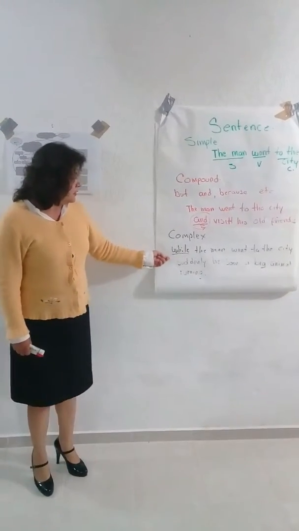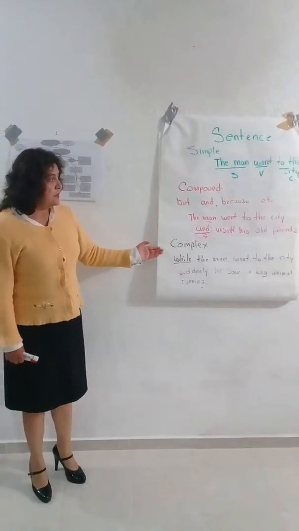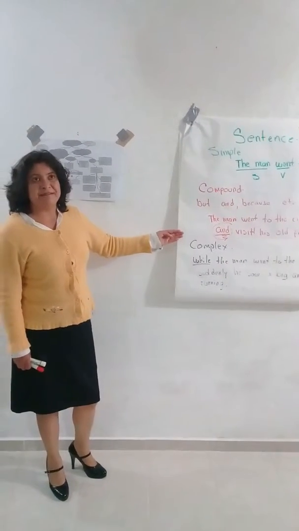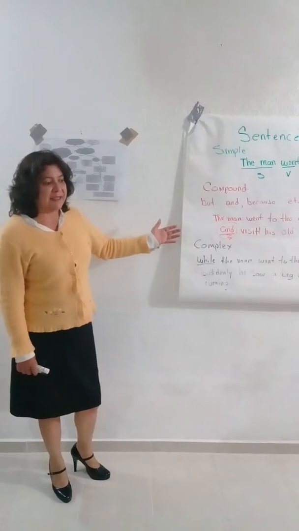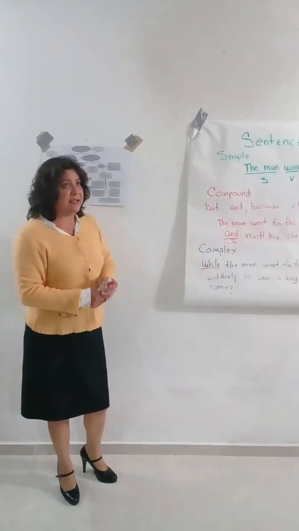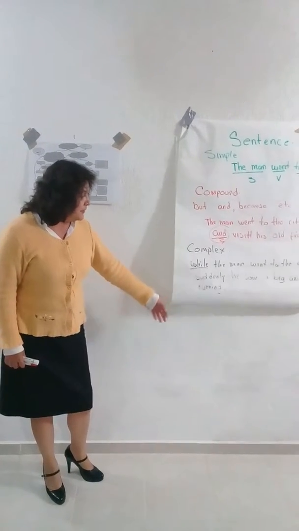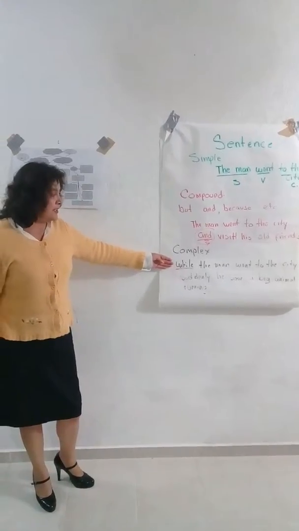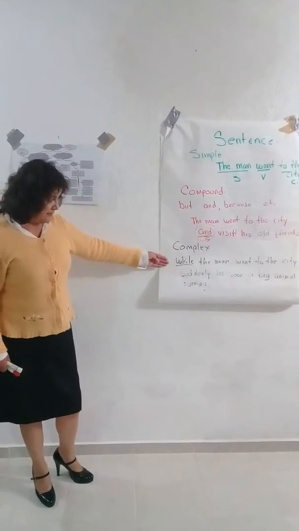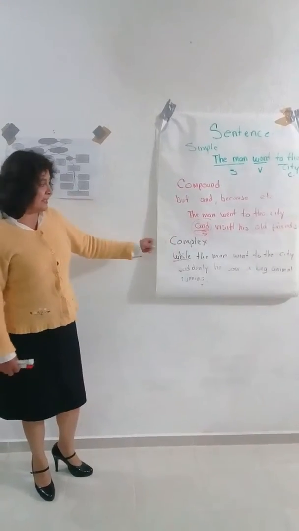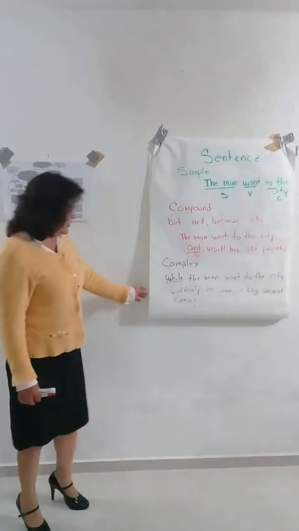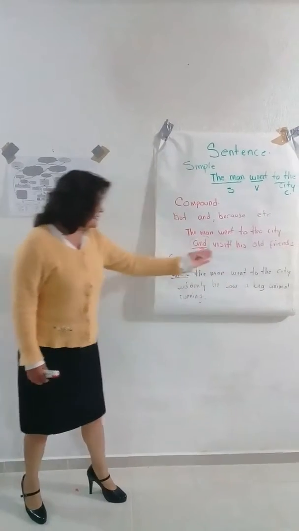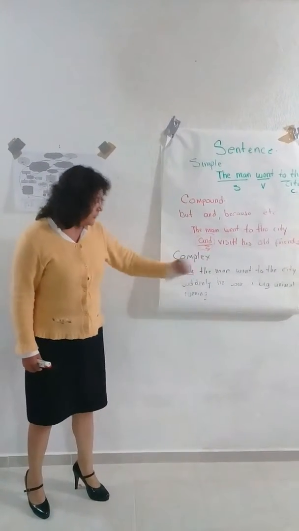Complex sentences are composed of an independent and a dependent sentence. In the case of complex sentences, the dependent sentence cannot stand alone. My example of a complex sentence is this: while the man went to the city, suddenly he saw a big animal running. The independent sentence is a big animal running, because it can stand alone. Went to the city depends on while the man went to the city.